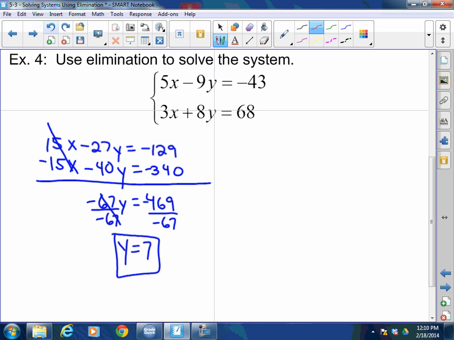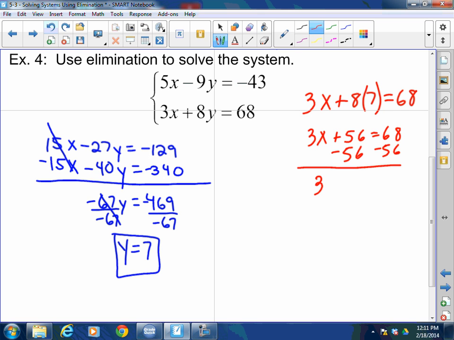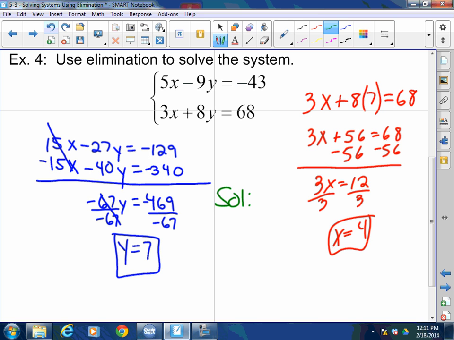Where do you want to plug it in? The bottom one, someone said. Okay, we'll go with that one. 3x plus 8 times y, which is 7, equals 68. 3x plus 56 equals 68. Subtract 56 to both sides. 3x equals 12. Divide by 3. X equals 4. My solution here would now be 4, 7.